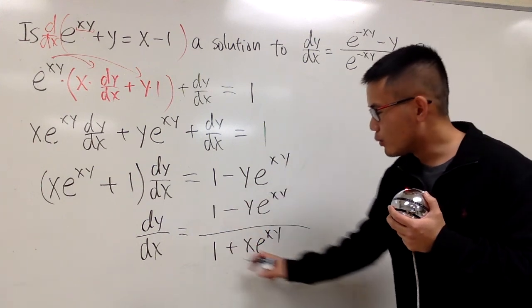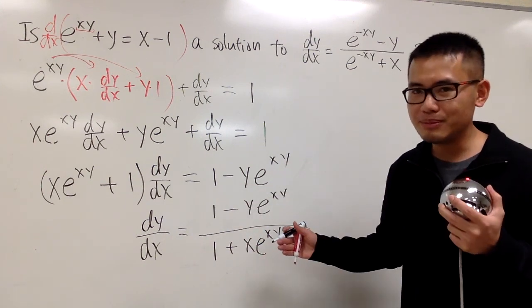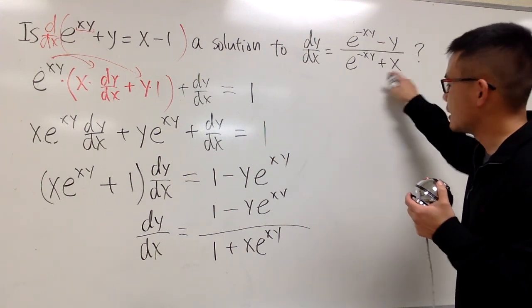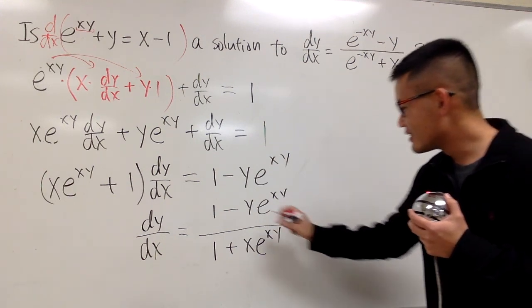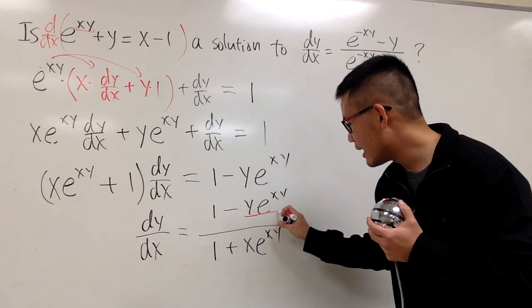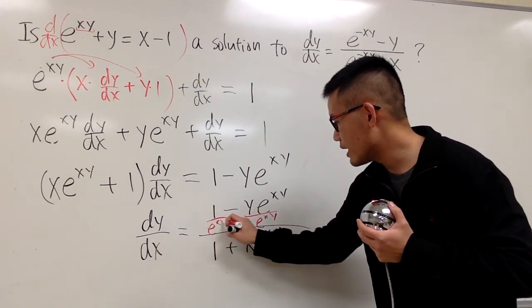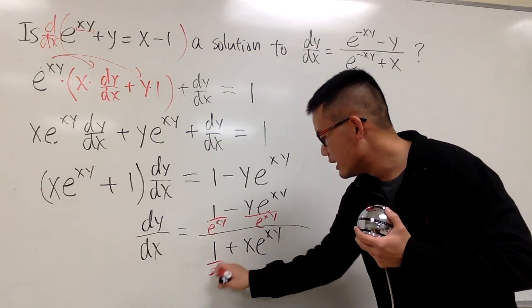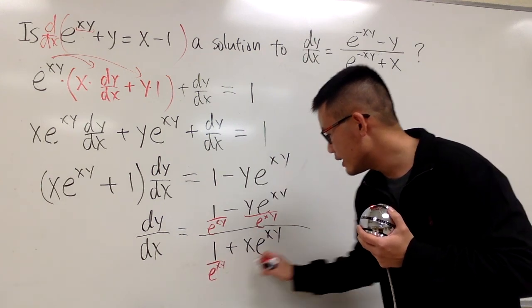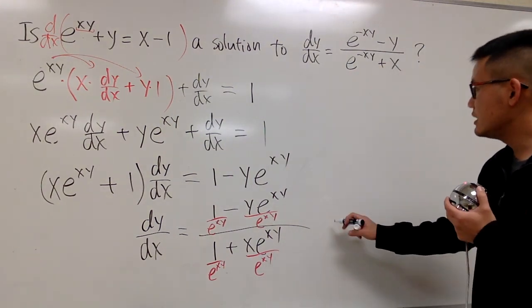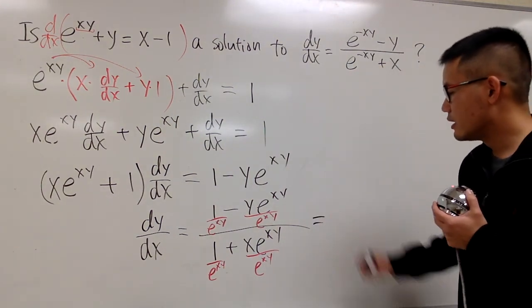Let me just look at all this. I will divide everything by e to the xy. So that way I can just get a minus y plus x right here. Okay? So right here, I will divide everything by e to the xy. I'll put it here, divide this by e to the xy. I'll divide the 1 by e to the xy. And I'll divide this by e to the xy. And you will see that, let me just put this down legitimately.